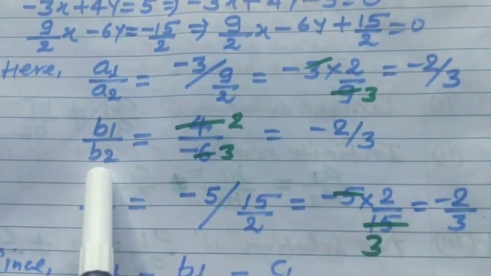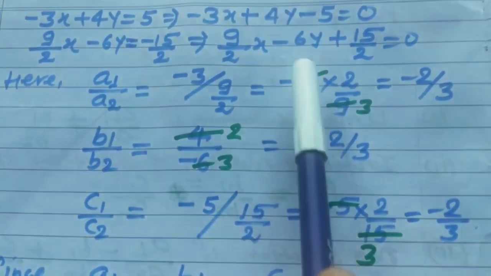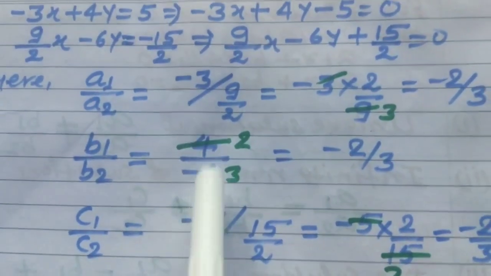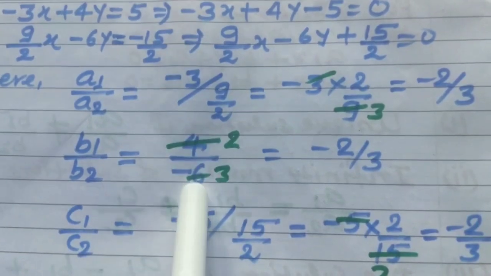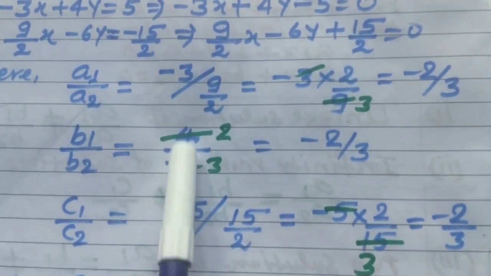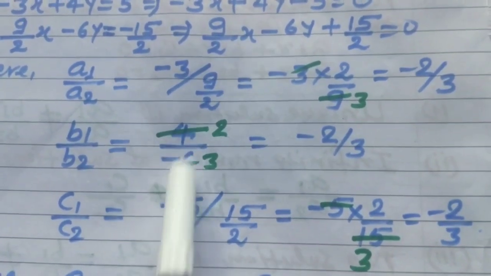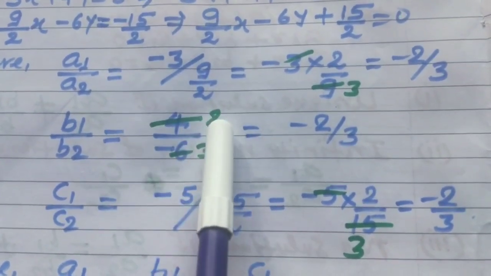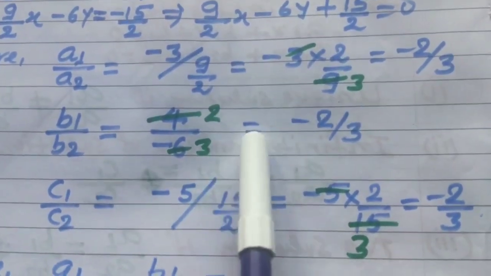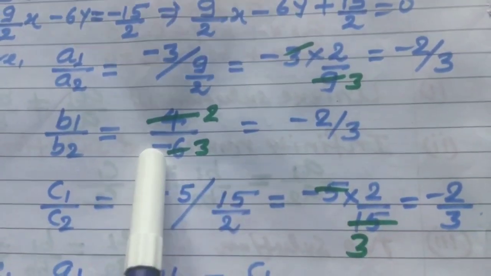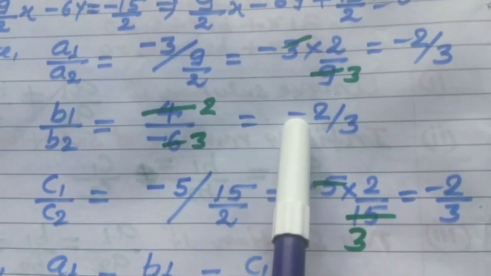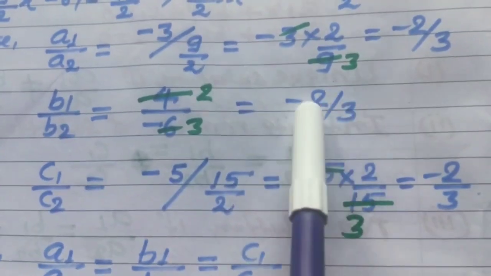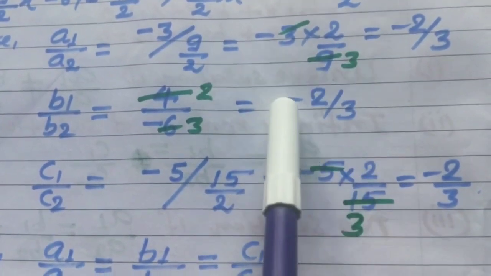Now let us find B1 upon B2. B1 is 4 and B2 is minus 6. So put here 4 upon minus 6, and these two are common. The common factor of these two numbers is 2. So let us cancel it by 2. 4 will be cancelled by 2 in 2 times and 6 will be cancelled by 2 in 3 times. So minus will be left. So minus is written in numerator and 2 upon 3 is there. So it will also become minus 2 upon 3.